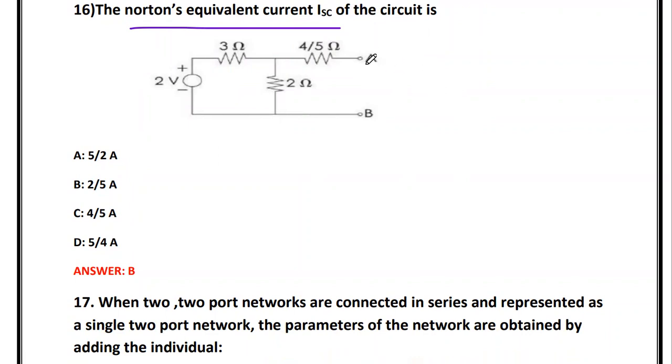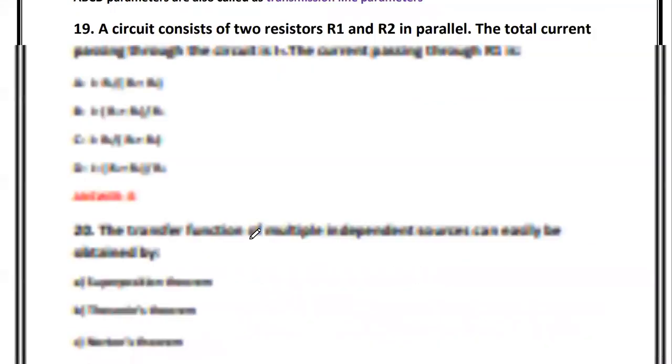Short circuit these two terminals A and B, and find the current flowing at this point. That is Norton's equivalent current. The four options given are 5 by 2, 2 by 5, 4 by 5, and 5 by 4. So now we are going to solve this problem.